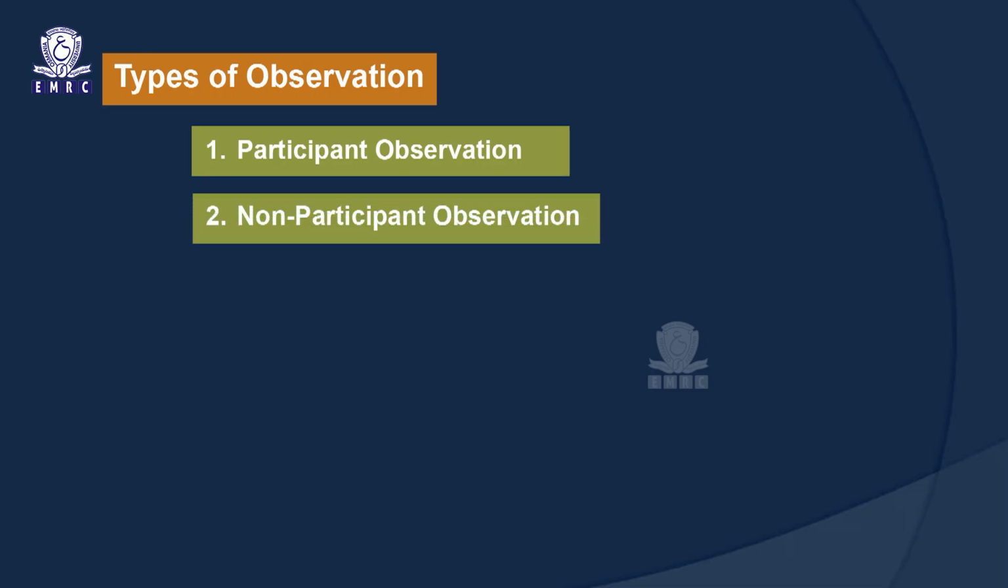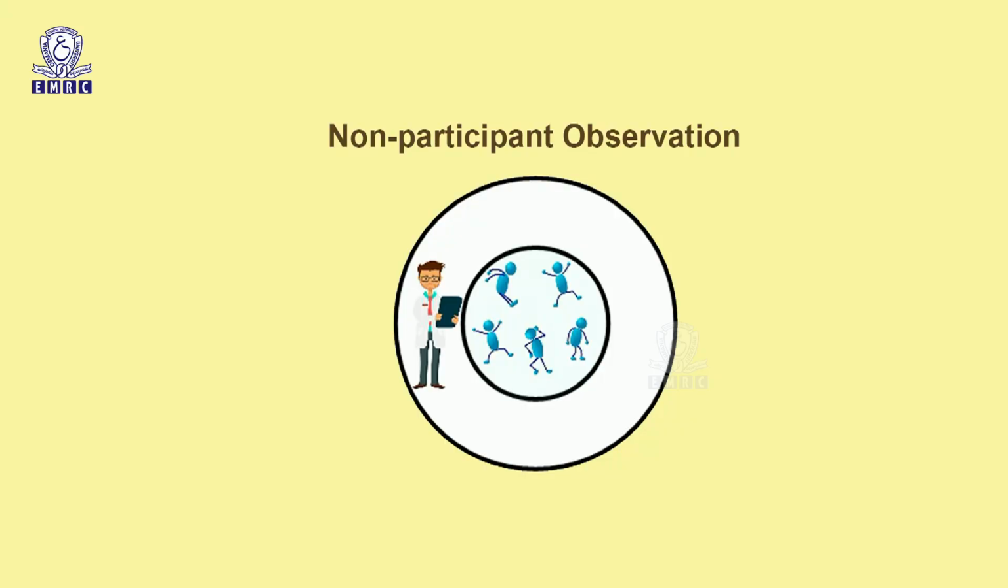Another major type of this method is non-participant observation. Non-participant observation has a lack of participation of the observer in the group activities. He either watches the phenomena from a distance or participates in the group, but never in its activities. You only sit in the group but do not take interest in the process.